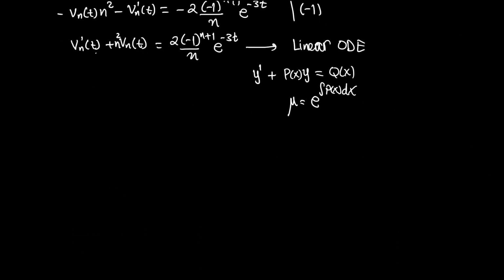So the integrating factor, nu, is going to be e to the integral of n squared dt. Like that, this is the integrating factor. Then I have e to the n squared t. So I'm going to multiply both sides by the integrating factor.